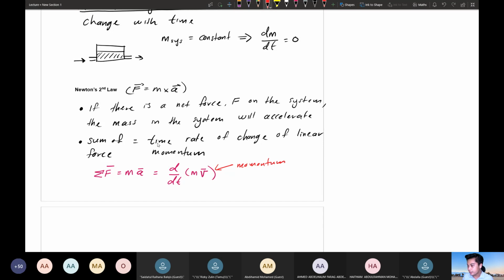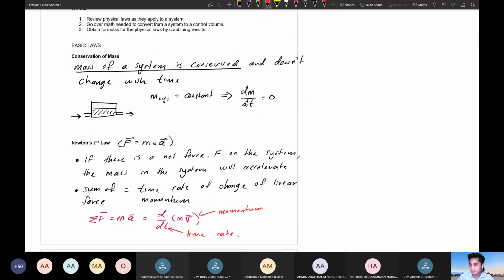Time rate refers to dt. Alright, so far do you have any questions pertaining to Newton's second law and conservation of mass? Is it easy for you? Clear so far?